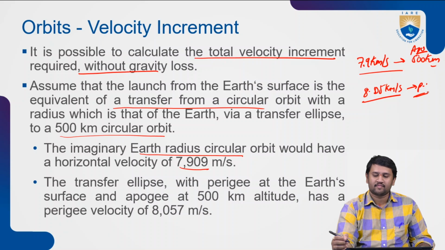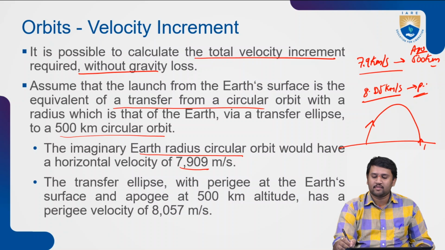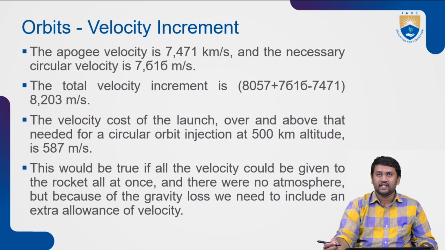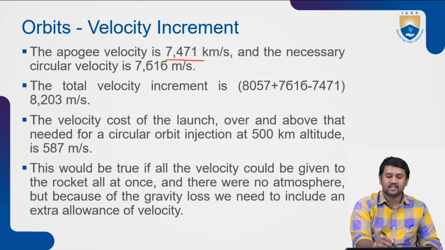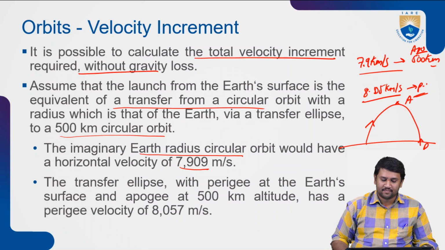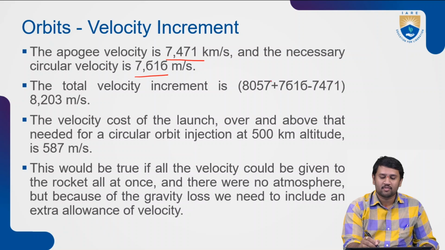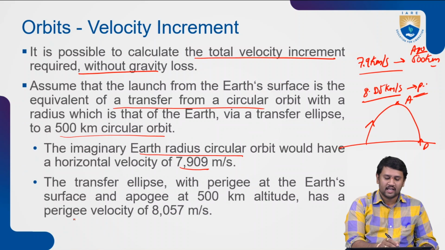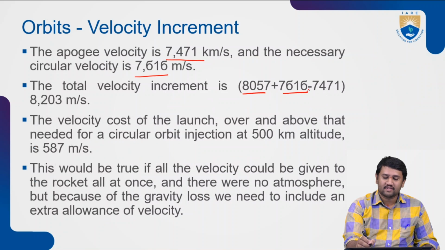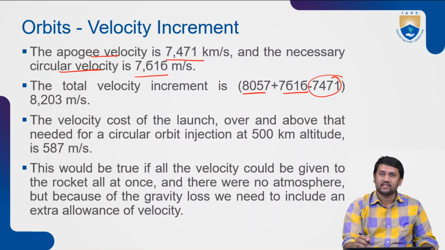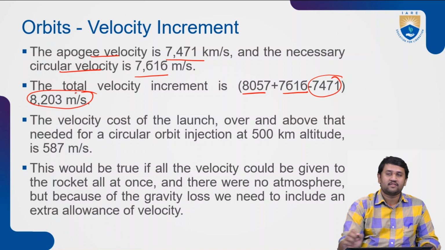This will be my perigee at the surface, and this will be my apogee. That will be the launch. Now, under this, the apogee velocity is 7.4 and the necessary circular velocity is 7,616. The total velocity increment needed in order to maintain a circular orbit at 500 km: we will be adding 8057, which is nothing but the perigee velocity, and 7616, the necessary circular velocity of the orbit, and subtracting the apogee velocity. We will get a total velocity of 8203.